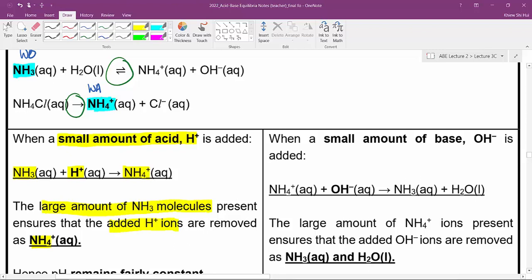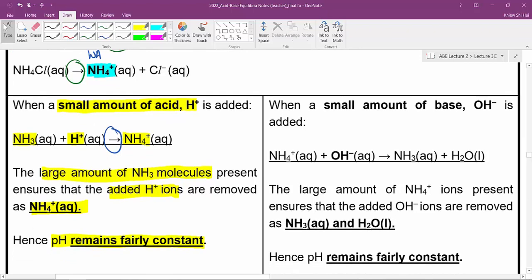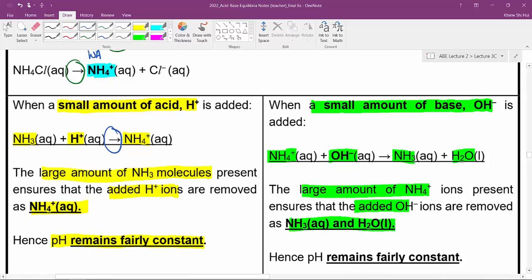Over here, because it is a complete removal of the H+, we use a full arrow. And again, pH remains fairly constant. On the other hand, if we now have a small amount of base being added, between NH3 and NH4+, NH4+ being the weak acid will remove the added OH- to form NH3 and H2O. Again, it is a full arrow because the OH- is completely removed and hence pH remains fairly constant.